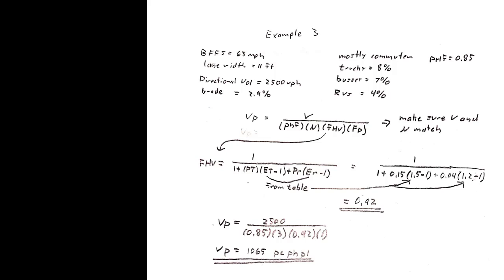And again, those were in your notes. I would flip through the NCEES book that you're allowed to see to make sure that your ETs and ERs are there. Go ahead and solve, and you'll see in this case here, your fraction of heavy vehicles is 0.92. Plug that back in, so your vP is going to be equal to 1065 passenger cars per hour per lane.